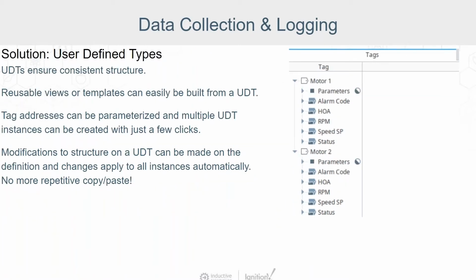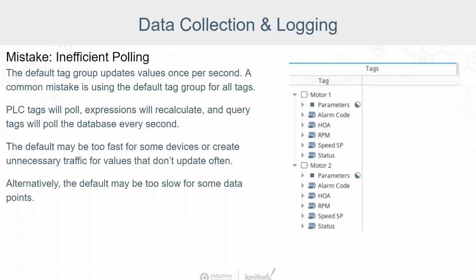The solution is user-defined types. These UDTs ensure a consistent structure. Reusable views or templates can easily be built from a UDT. Tag addresses can be parameterized, and multiple UDT instances can be created with just a few clicks. Modifications to a structure on a UDT can be made right on the definition. The changes will apply to all instances automatically. No more repetitive copy-paste.